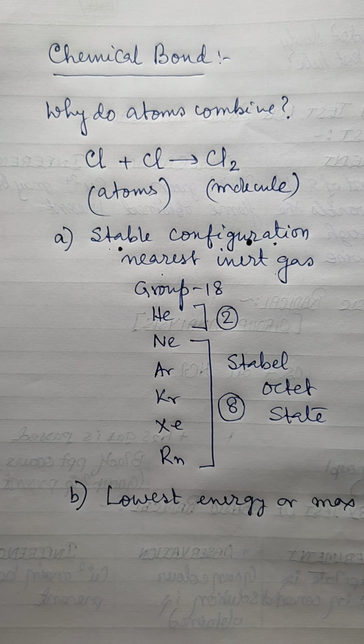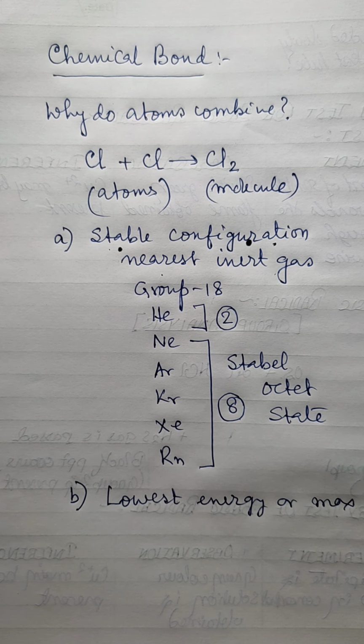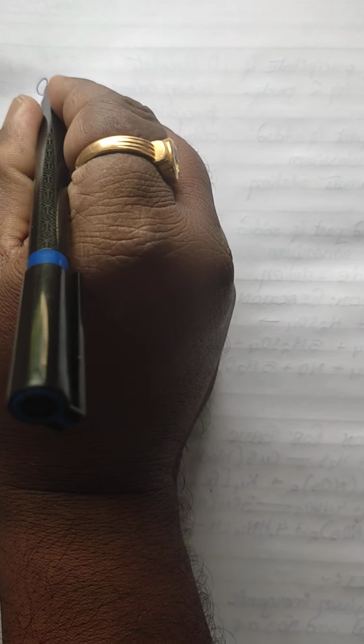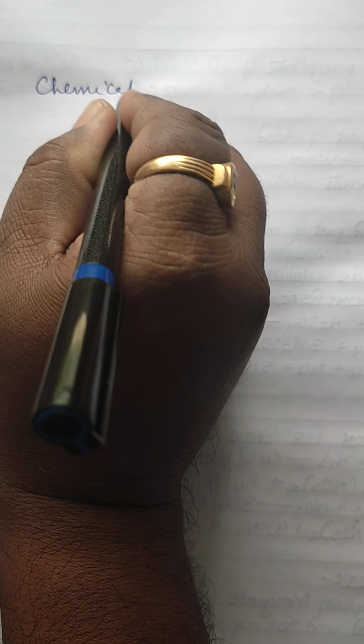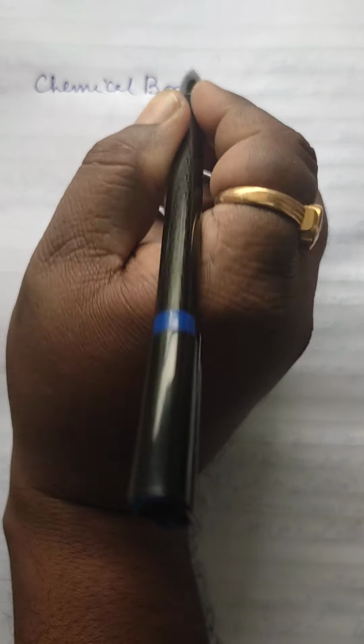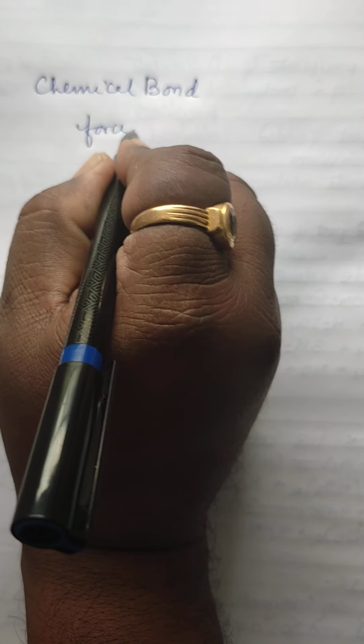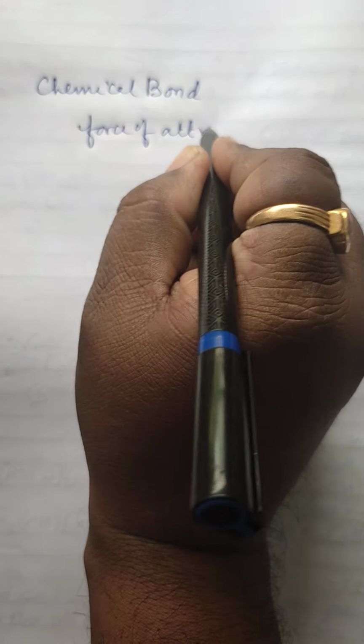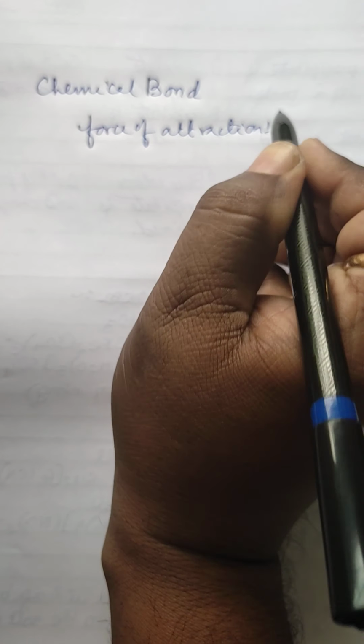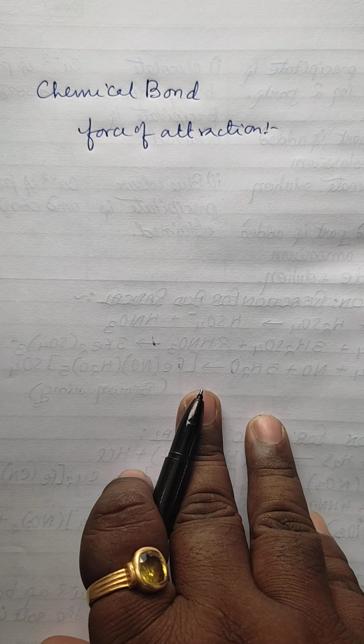Now, whenever a chemical bond is formed, it is either by the donation of electrons or the acceptance of electrons. Now the question is, what is a chemical bond? A chemical bond is a force of attraction that exists between atoms that binds them together.